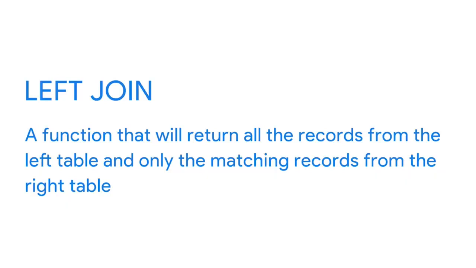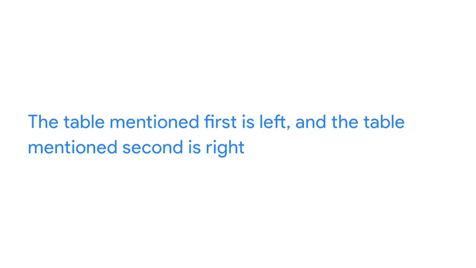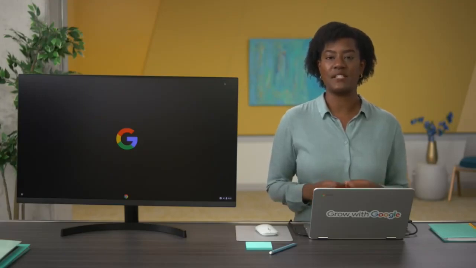A left join is a function that will return all the records from the left table and only the matching records from the right table. Here's how you can figure out which table is left or right. In English and SQL, we read from left to right. So the table mentioned first is left and the table mentioned second is right. You can also think of left as the table name to the left of the join statement and right as the table name to the right of the join statement.